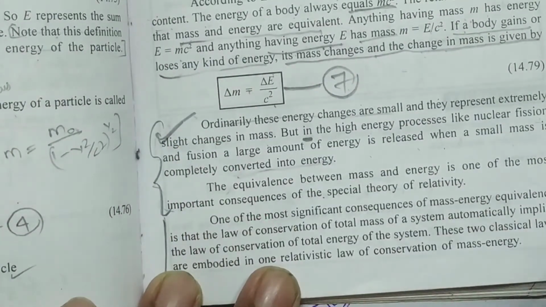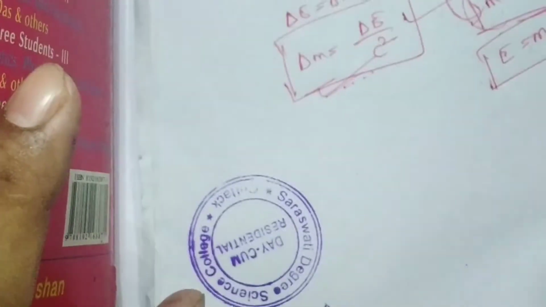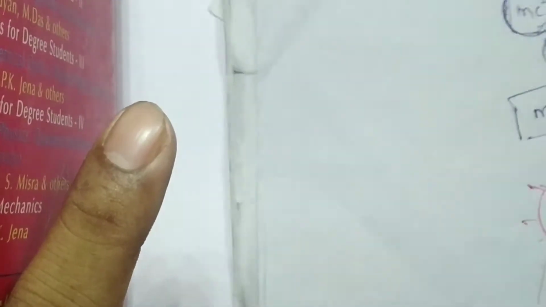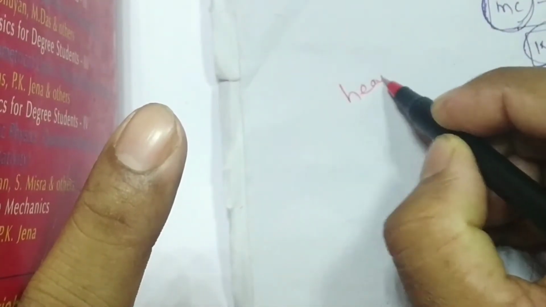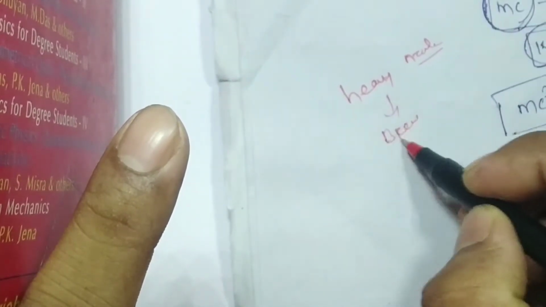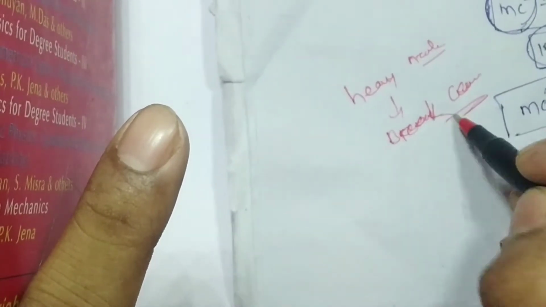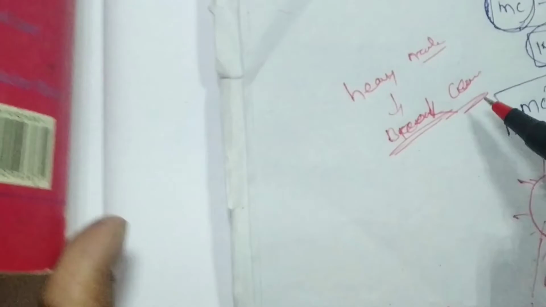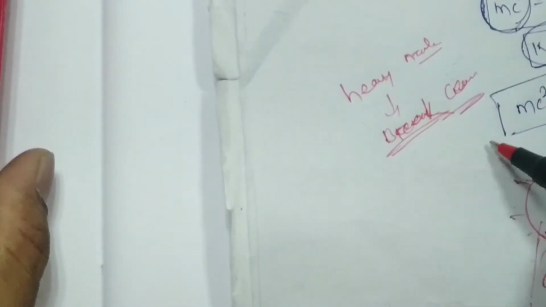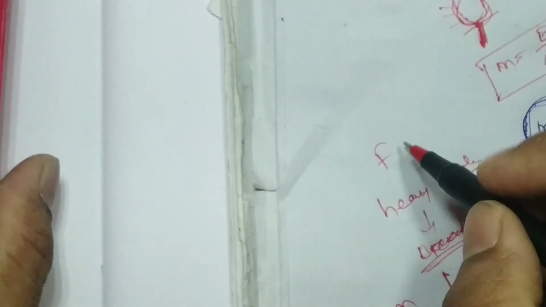That means at the time of nuclear fission, a heavy nucleus has to break down. A heavy nucleus is going to break continuously. So whenever a heavy nucleus breaks continuously, its mass is decreasing. That is the so-called nuclear fission.